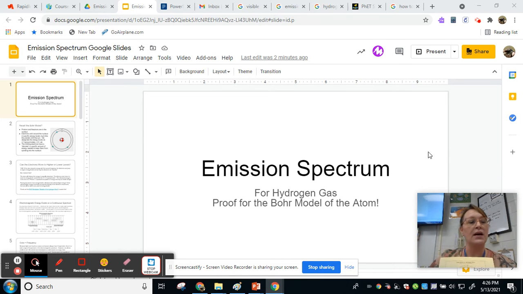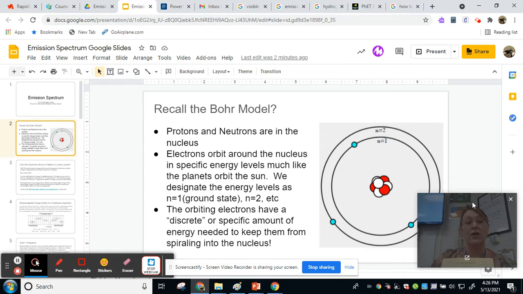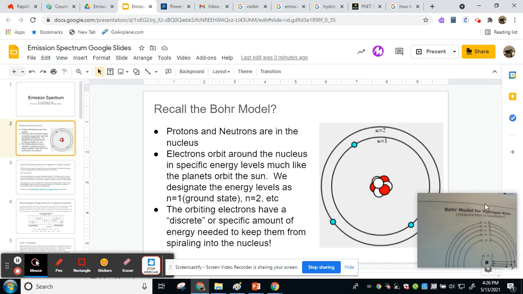In the Bohr model, the electrons have to exist in discrete energy levels, which just means that they have to be in specific locations. An electron can't be halfway between one of these energy levels. It's either in the energy level or it's not, or it's in the next energy level. So they designate these energy levels as n equal 1.